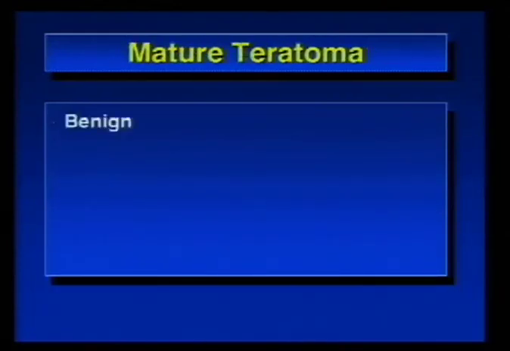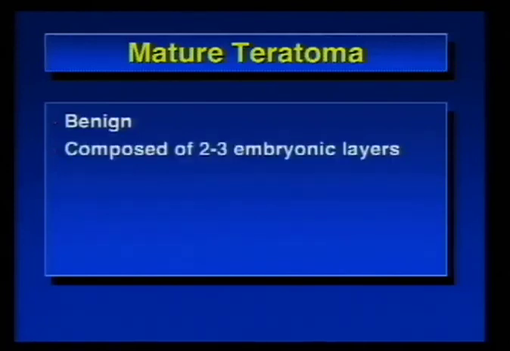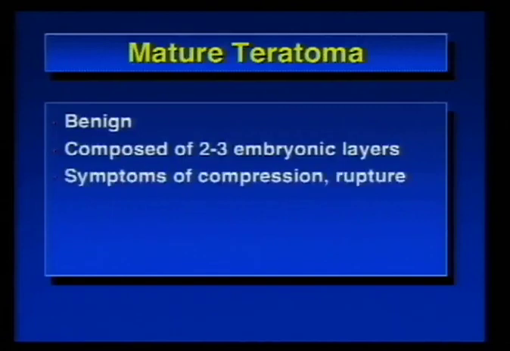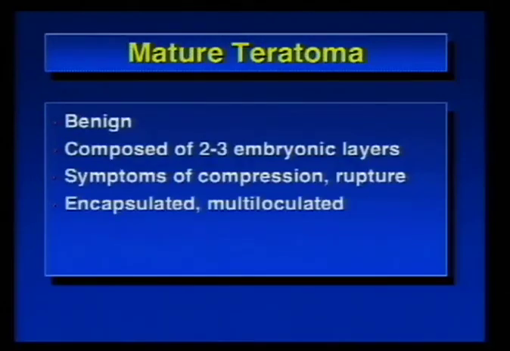Okay, so mature teratoma, most common germ cell tumor in the mediastinum, 75% of germ cell tumors. So these are benign, thankfully. They're composed of 2 or all 3 embryonic layers. Patients may be asymptomatic or symptomatic, and if they're symptomatic, they get symptoms of compression of adjacent structures, such as the airway or vessels, or they can have pain secondary to rupture.